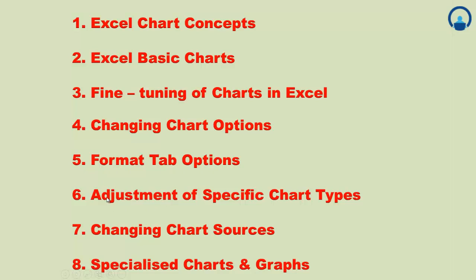In this sixth concept, you will be learning adjustment of specific chart types, which will help you to learn scatter chart, radar chart, bubble chart, donut charts, and the various types of charts available in the Excel sheet, which will help you to prepare your data. Even the stock chart will help you to prepare the specific type of charts and graphs with the data available with you. So in this concept, we will learn the various types of charts available in Excel.